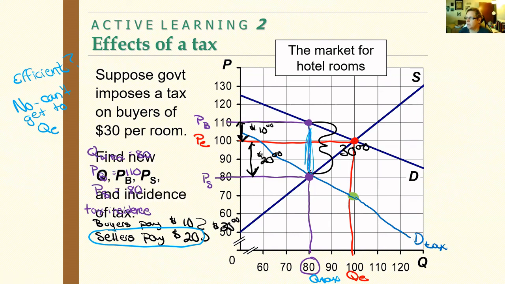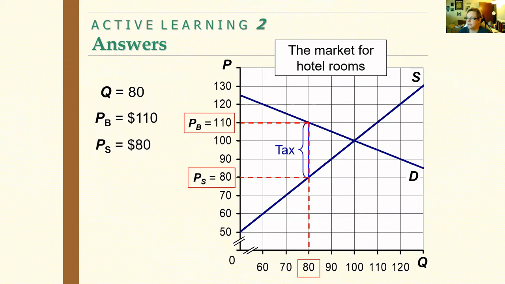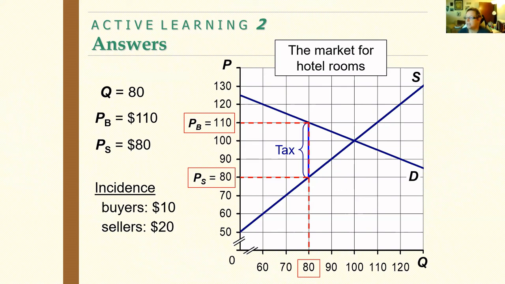Okay, so here's our answer. Tax: the price the buyers pay is always on the top, the price sellers receive is on the bottom, and there's our tax incidence, the $30, and how it's divided. We can say that sellers are the more inelastic side of the market because they are paying more of the tax.